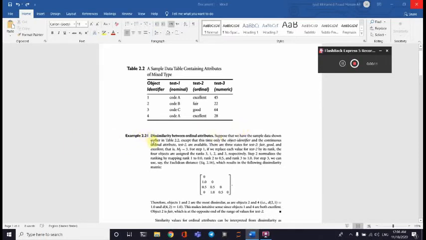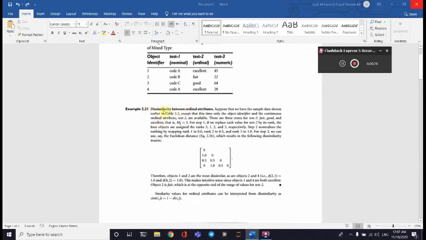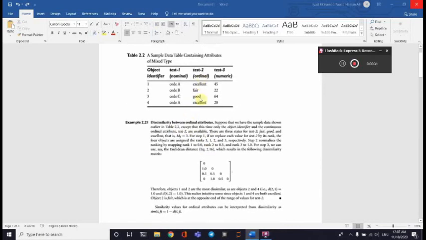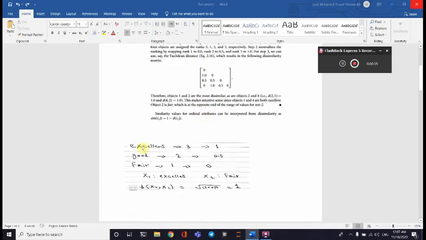We'll start with example 2.21, the similarity between ordinal attributes. Ordinal attributes, as we know, are attributes in which order matters, like the grades we have here. So to solve this problem and get the similarity, the first thing we need to do is change these attributes into numbers. So excellent changes to 3, good to 2, and fair to 1.